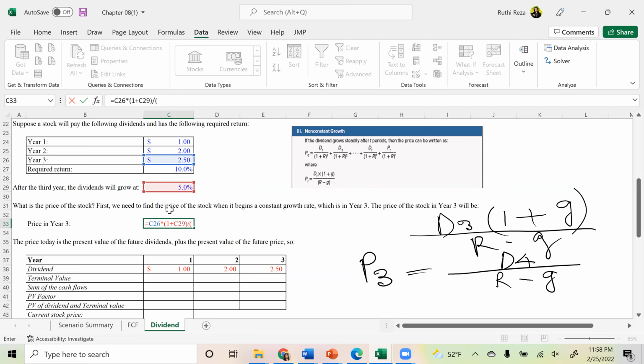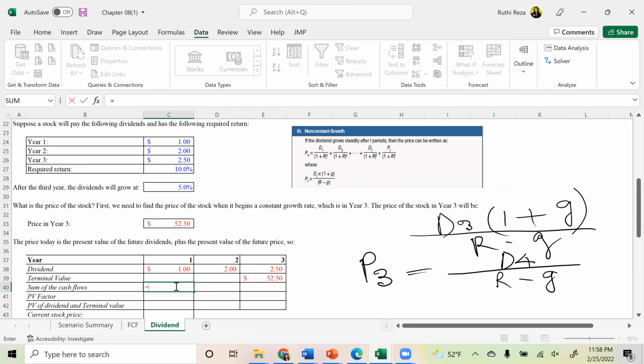And then divide the factor by the difference between cost of equity and the constant dividend growth rate. Right. So our terminal value here is $52.50.